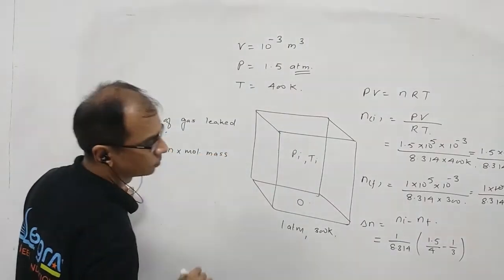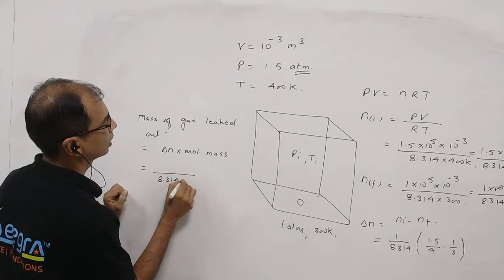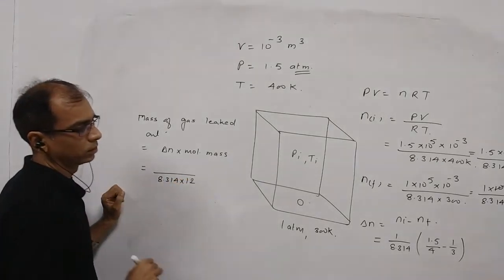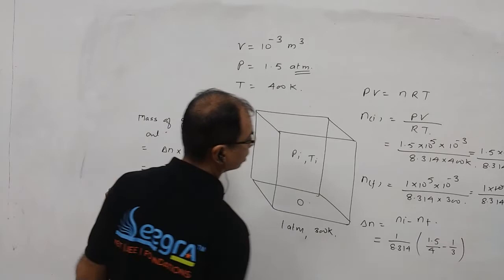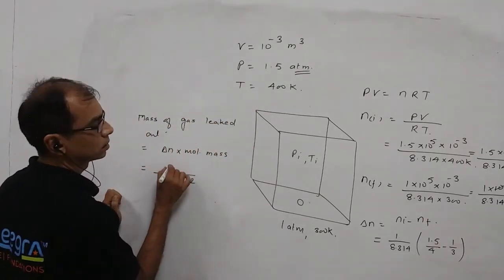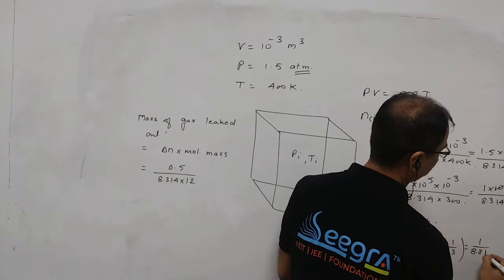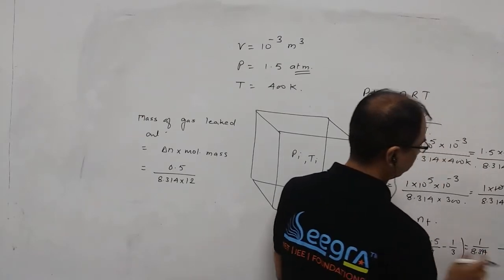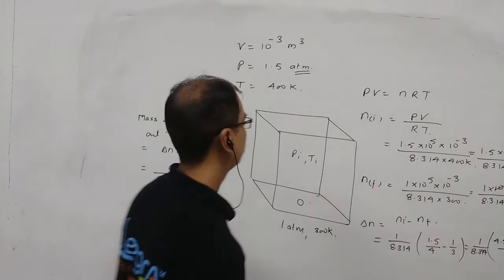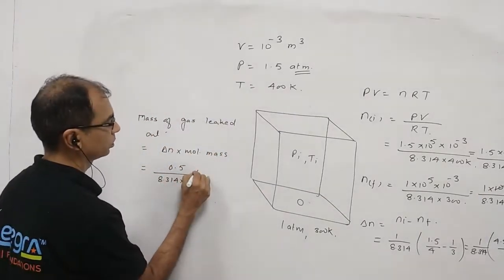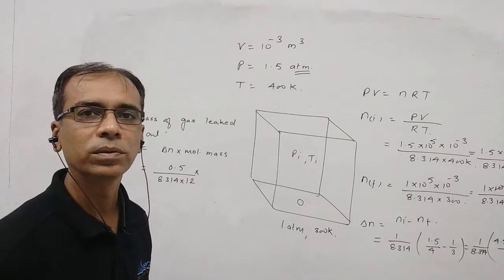Here it is 1 by 8.314. Then I am taking the LCM. The LCM will come 12. So 4 3s are 12, 3 into 1.5 is 4.5, and 3 4s is 12. So it will come as 0.5 only. So 0.5 by 8.314 into 12. If I want to calculate it in grams, I will multiply directly with 32. So 32 will give me the answer.